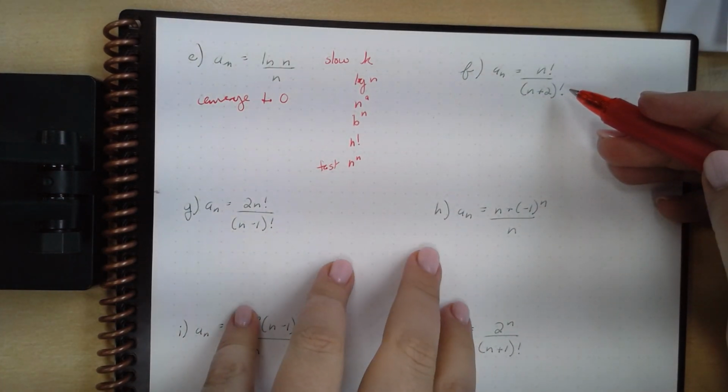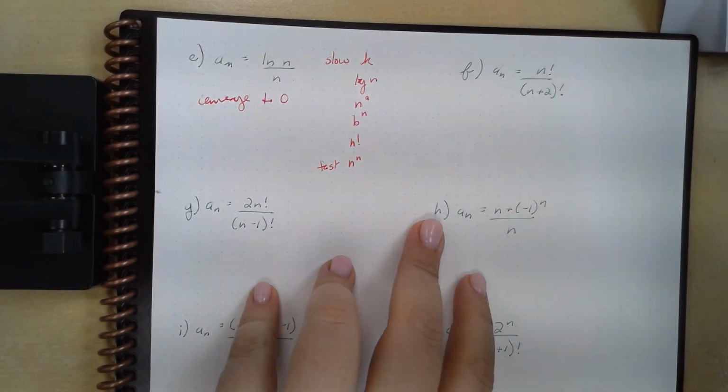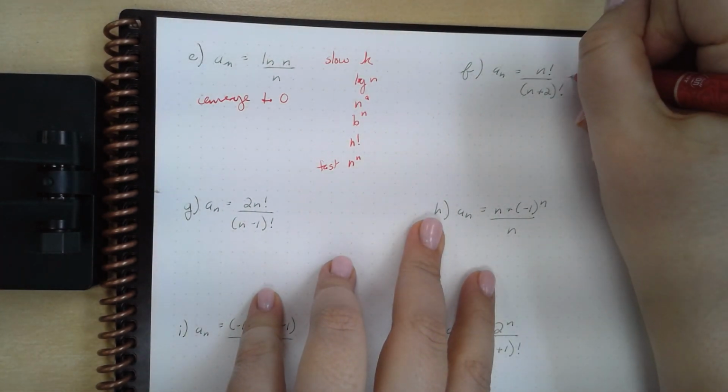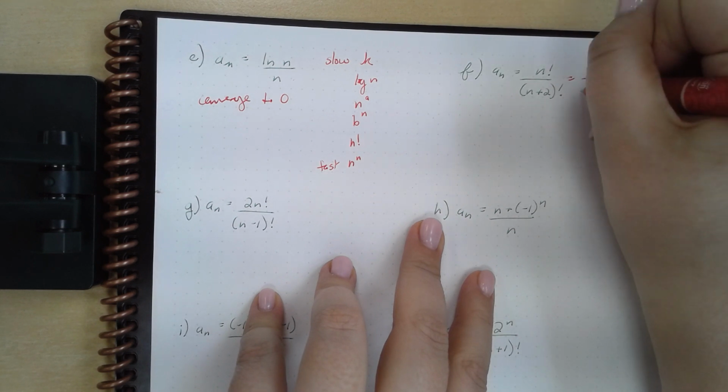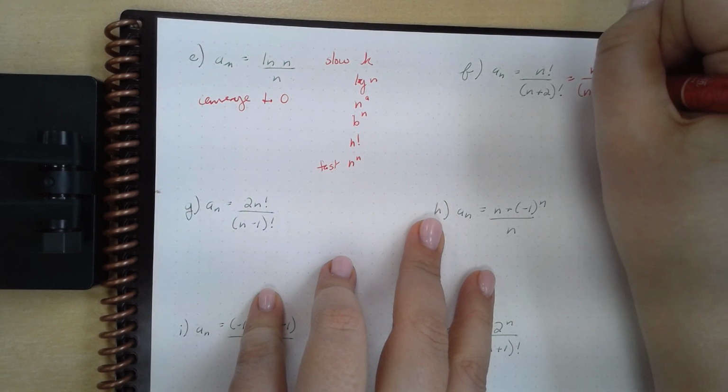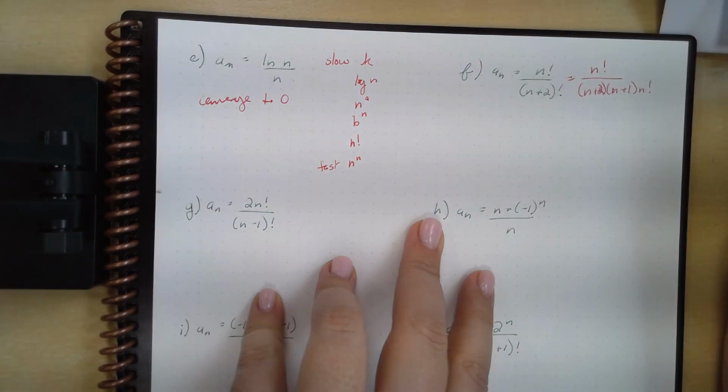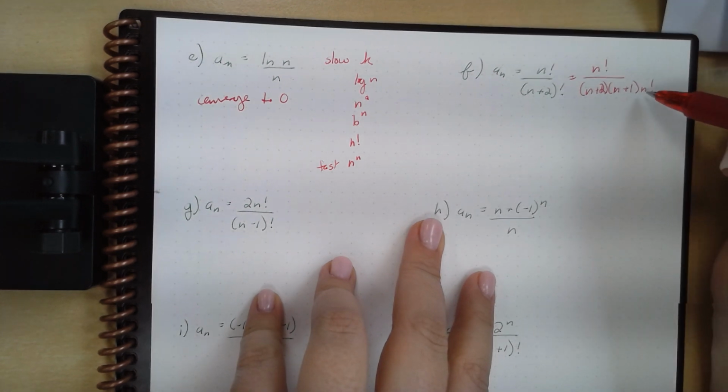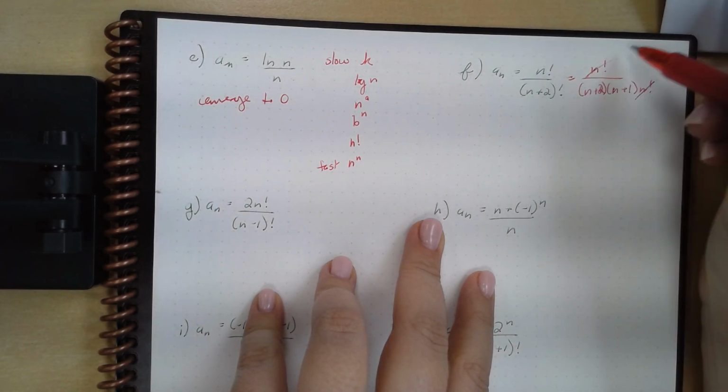Look at letter F. We have a sub n equals n factorial over n plus 2 factorial. Well, I can rewrite this a little bit to be n factorial over n plus 2 times n plus 1 times n factorial, right? So now these cancel out.